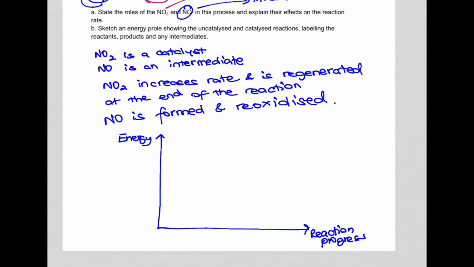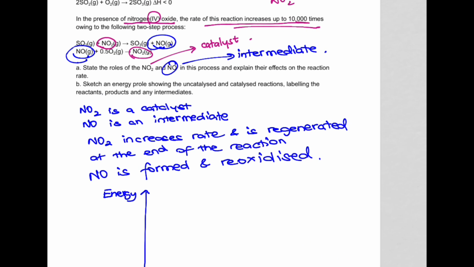If you look at the answer, nitrogen 4-oxide increases rate of reaction. It's written here and is regenerated at the end, as you can see here. And NO, as you can see, it's produced and then reused. So it is an intermediate. So it is formed and reoxidized in the second step.